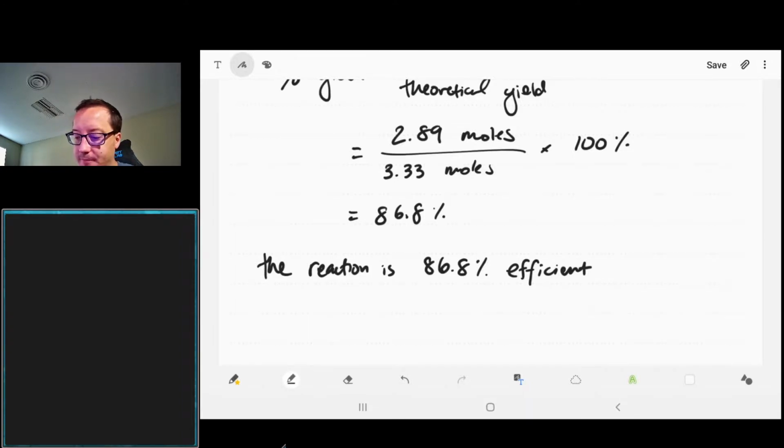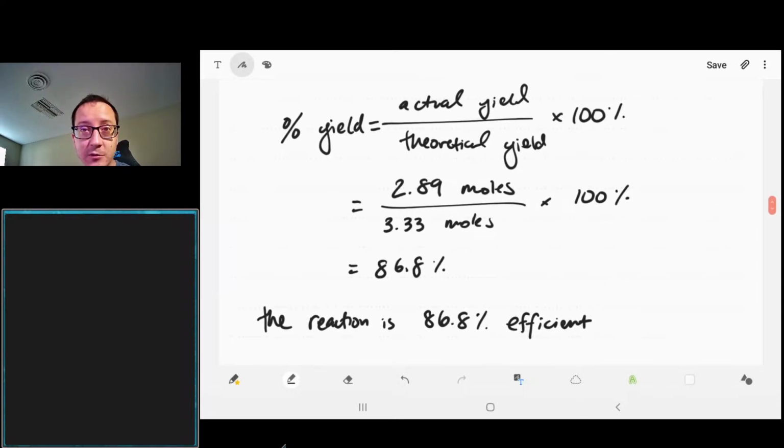So that's kind of all that it is. You just take your theoretical yield, which you calculated from stoichiometry. You take your actual yield, which is either given to you. If you're calculating percent yield, the actual yield will be given to you.